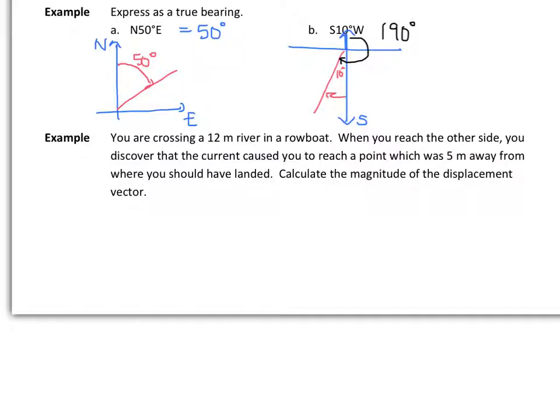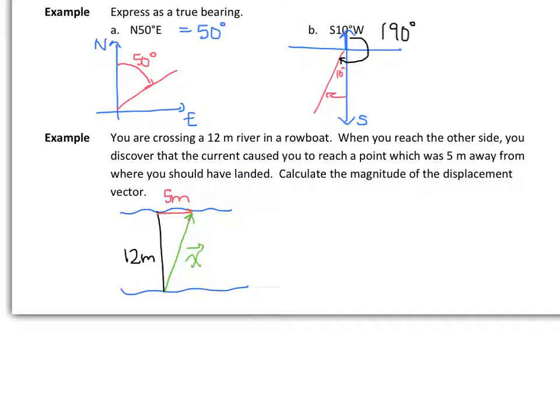All right, as our last example in this lesson, it says you are crossing a 12-meter river in a rowboat. When you reach the other side, you discover that the current caused you to reach a point which is 5 meters away from where you should have landed. Calculate the magnitude of the displacement vector. So if we are trying to swim across this river, which has a width of 12 meters, but we have a current that caused us to land 5 meters away from that, the question is asking us to find the magnitude of the displacement vector, which would be the one you're actually swimming along. So let's call that vector x.